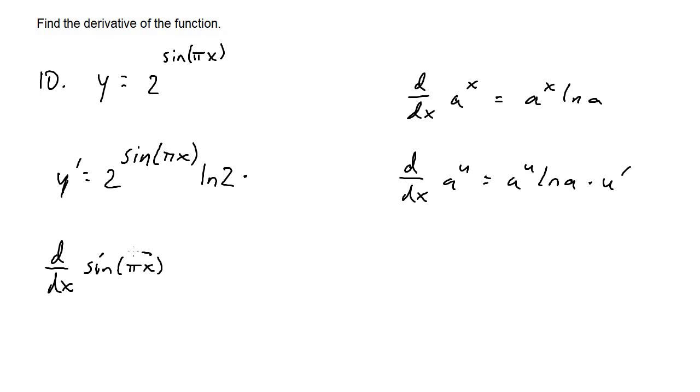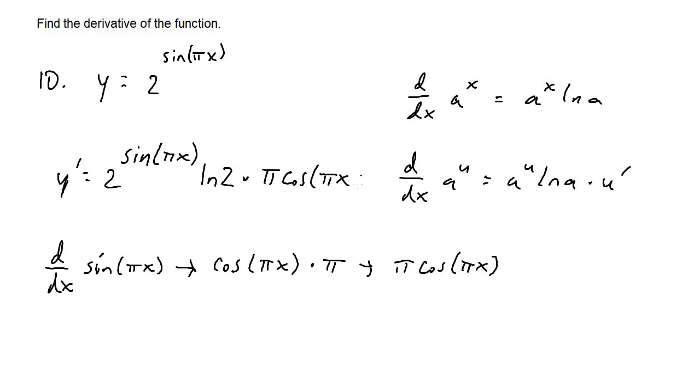So the inner function is pi times x, the outer function is sine. So we first take the derivative of the outer function, leaving the inner function alone. So derivative of sine is cosine of pi times x, and then multiply by the derivative of the inside function. So derivative of pi times x is just pi. So then we get pi times cosine of pi times x. So we have 2 raised to the power of sine pi x ln 2, and then multiply by the derivative of sine of pi x, which is going to be pi times cosine of pi times x. And that's the final answer.